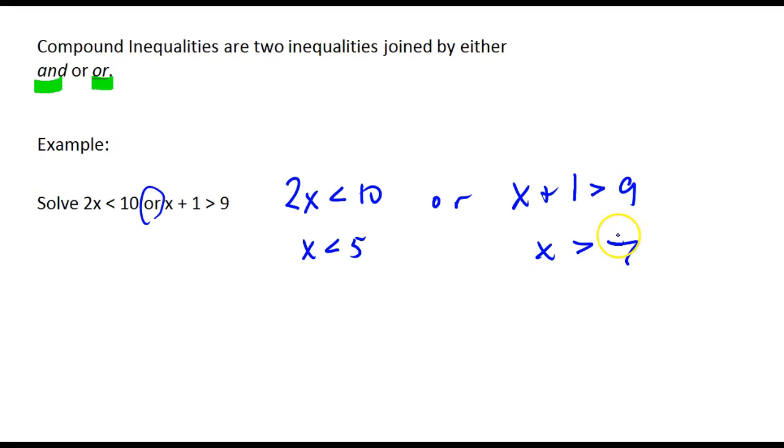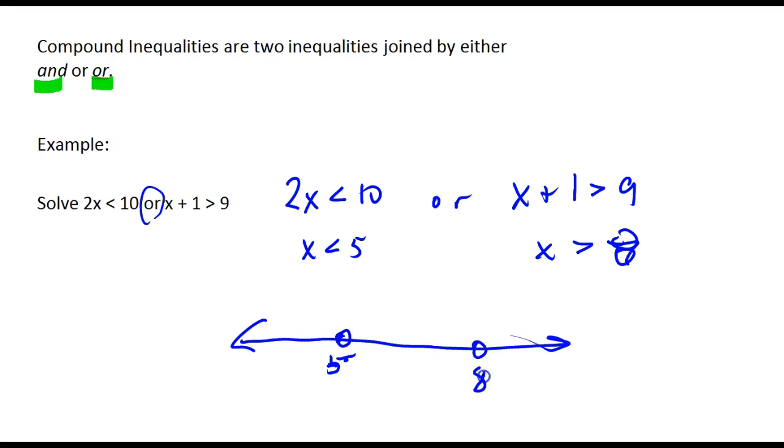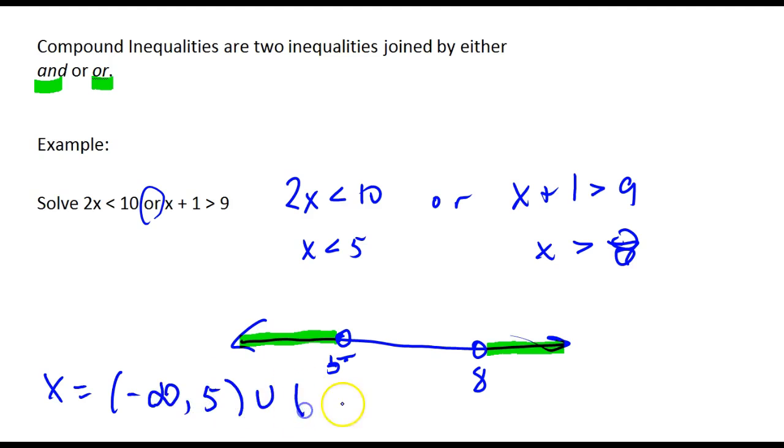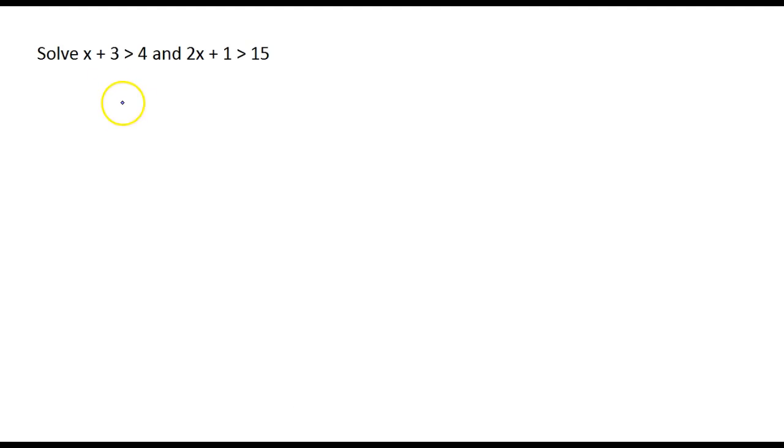Whoop, what am I thinking? X is greater than 8. There we go. So x is either less than 5. So I'm going to put an open circle at 5, or x is greater than 8. And so I'm going to shade to the left of 5 and to the right of 8. Now if we put this in interval notation, we would say that x equals negative infinity to 5 in union with 8 to infinity.